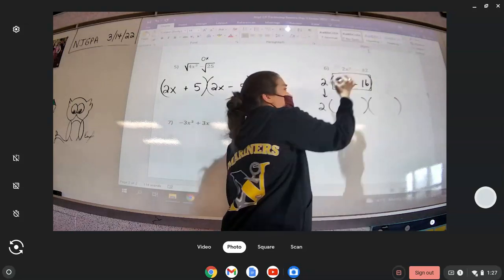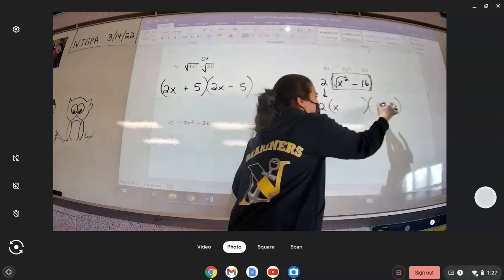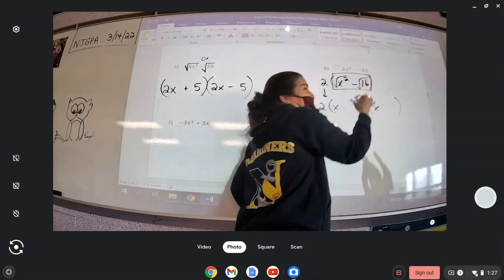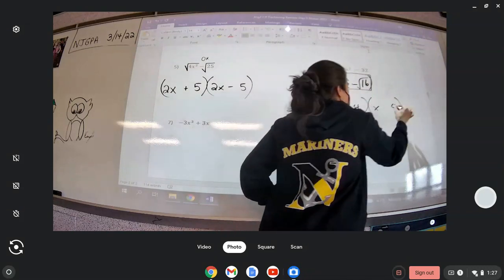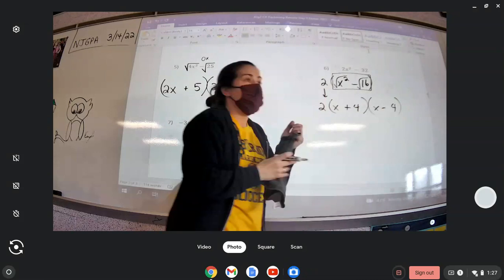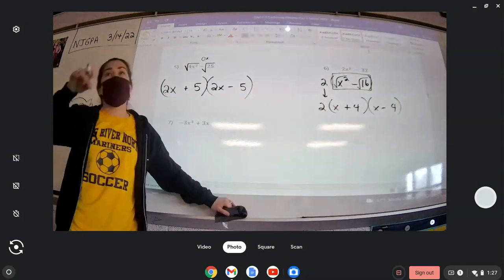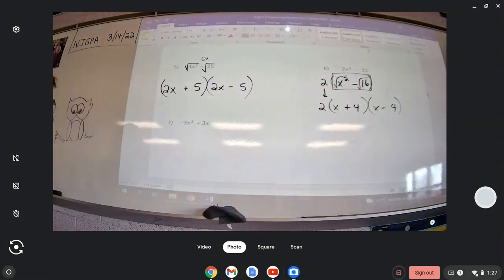What's the square root of x squared? X. What's the square root of 16? And what signs do we need? Plus and minus. So it might not start out as the difference of two perfect squares, but once you remove a GCF, you could be left with the difference of two squares.